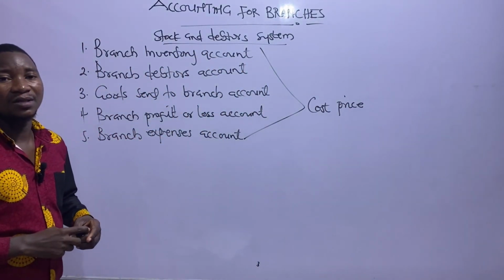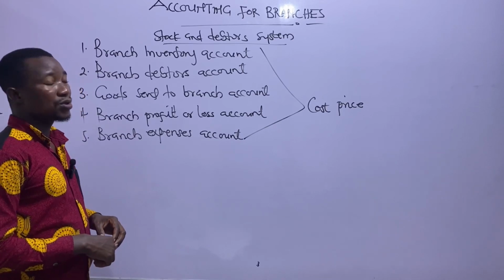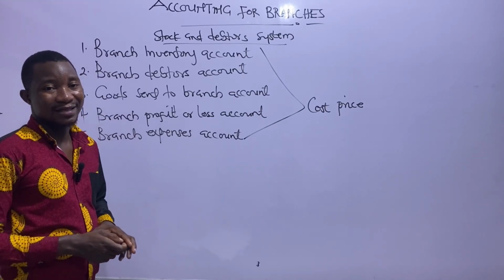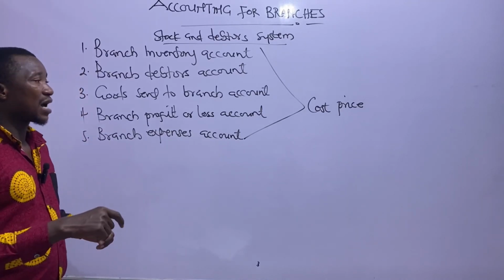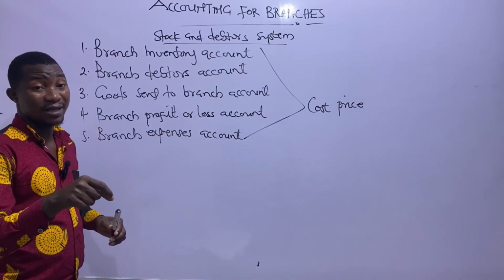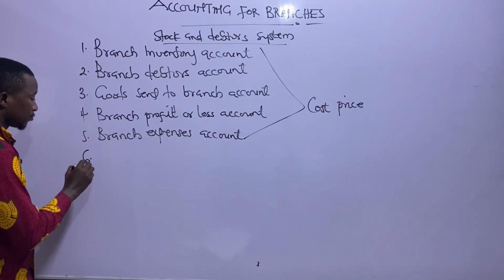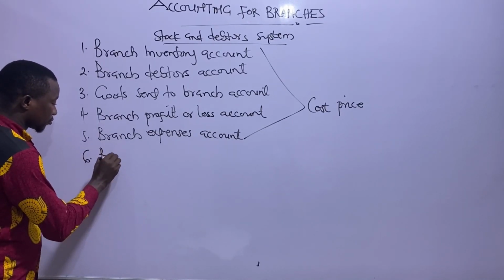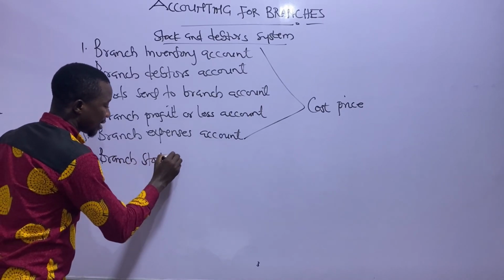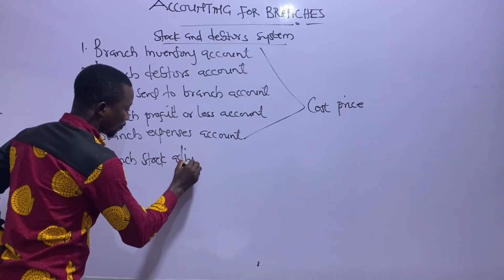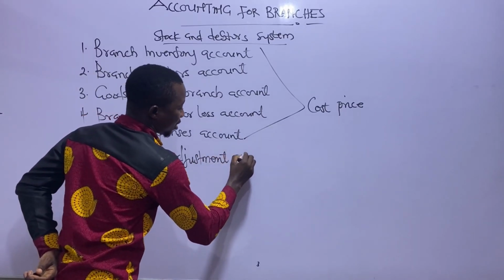But sometimes the head office may decide to transfer the goods to the branch at an invoice price, or selling price, or market value. When that happens, one key account becomes very necessary that we also have to consider. And that account is called the branch stock or inventory adjustment account.